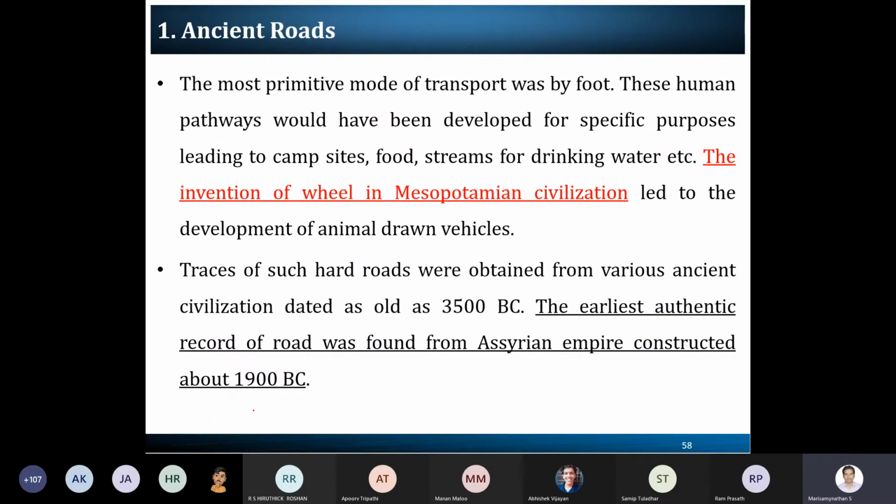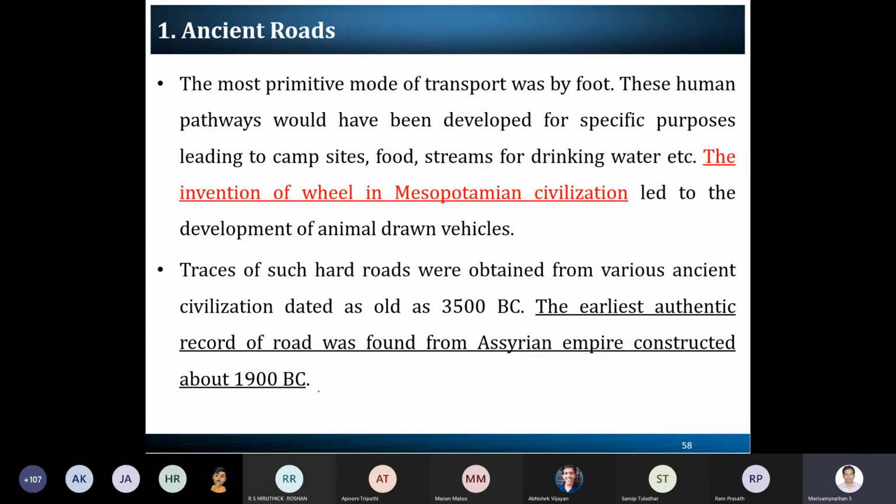So this is an ancient road. Basically, we were walking, right? So, on foot. Then what happened? We invented the wheel. Then when the wheel goes along, hardening happens on the road. So that road is considered an ancient road.